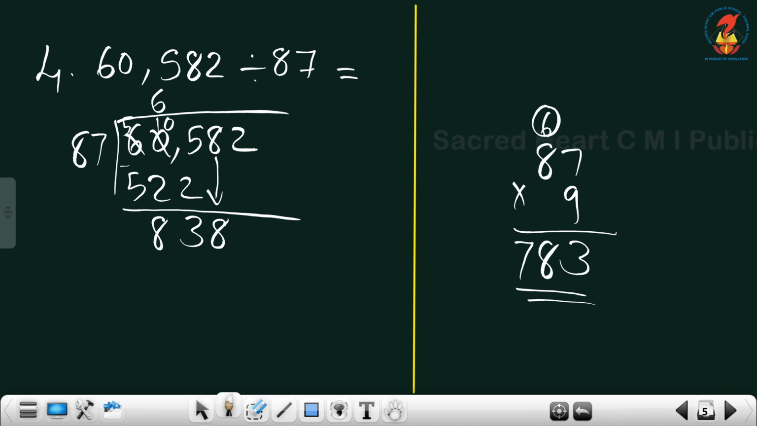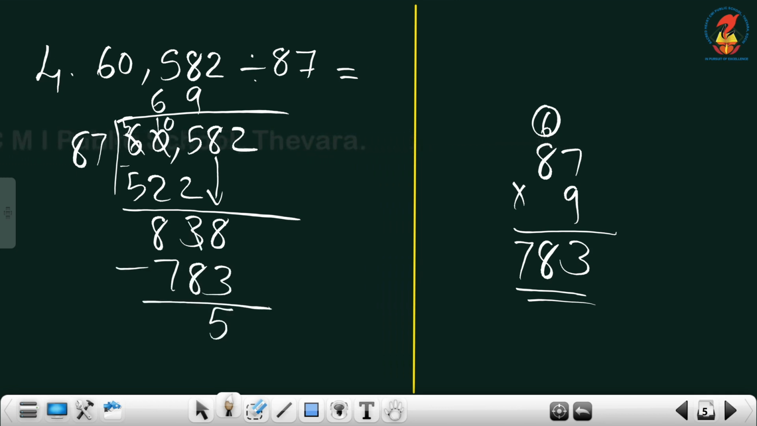Then 87 into 10 is what? 870. So I need to take which number? 783, 87 into 9 equals 783. Again I subtract. This number is 13 and this number is 7. Then this one is 5. Okay, for each and every step I need to take one digit down. You need to put one arrow also, right? 2. And 87 into which number?